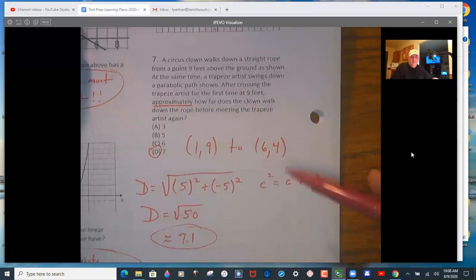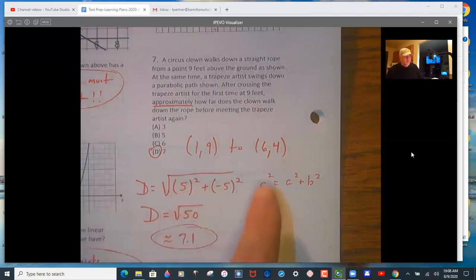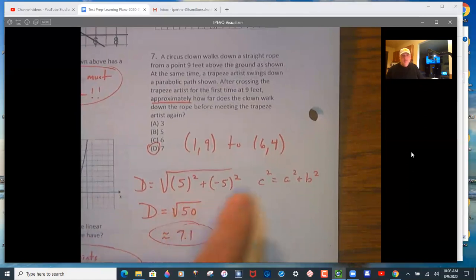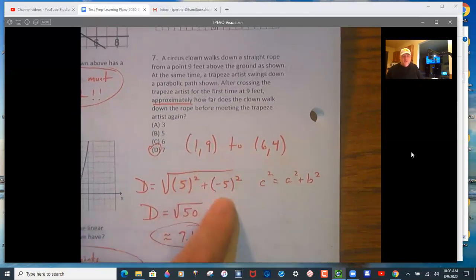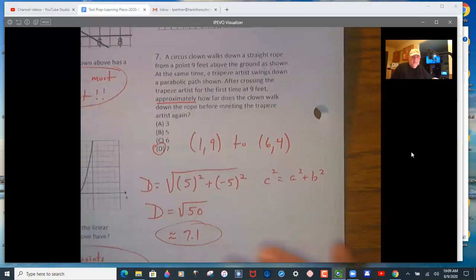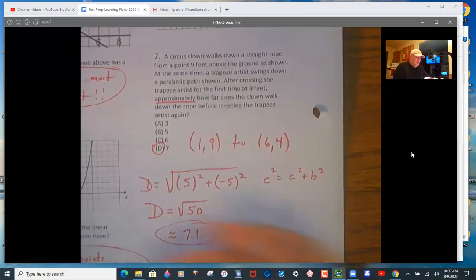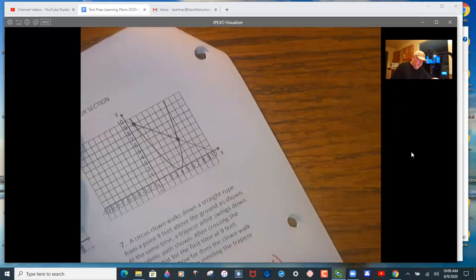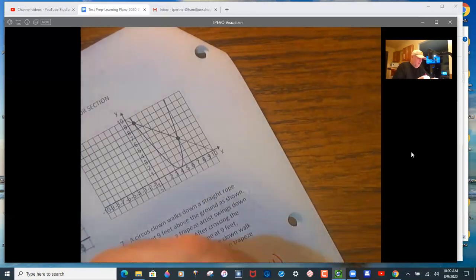And here again, we want to do the distance from one point to the other. So square root of the x2 minus x1, that's 5 squared, plus y2 minus y1, negative 5 squared. So square root of 50. This is a calculator part, which cracks me up because it's easier than the no calculator one from before. So you need to know this distance formula.